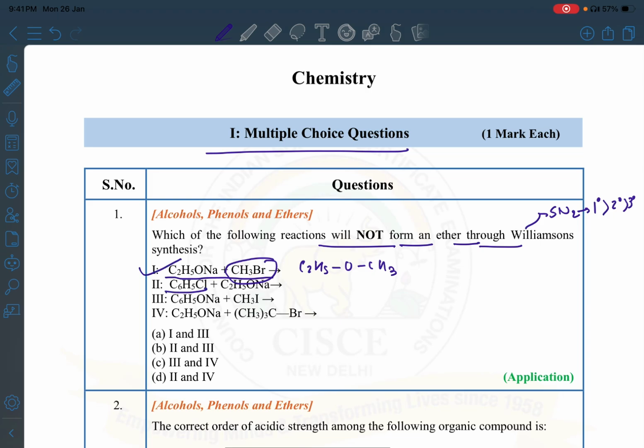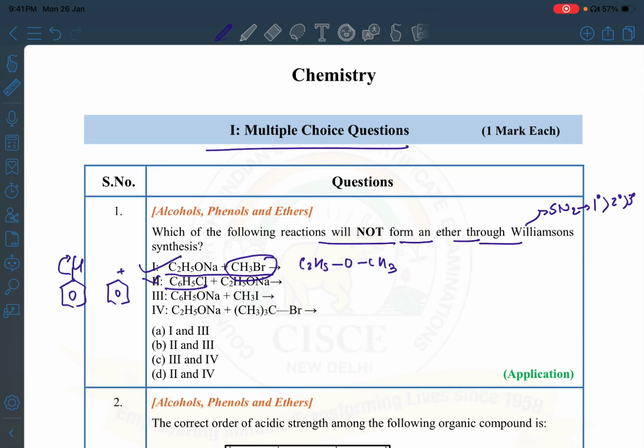Now here it is C6H5, which is like the benzene ring, and the chlorine. Whenever we remove the chlorine from here, we form a positive charge on the benzene ring, which is highly unstable. That's why the second one will not give us product. Now the third one is a benzene ring with ONa. Whenever we remove Na, we form a phenoxide ion, which is stabilized by resonance. So this will give us product.